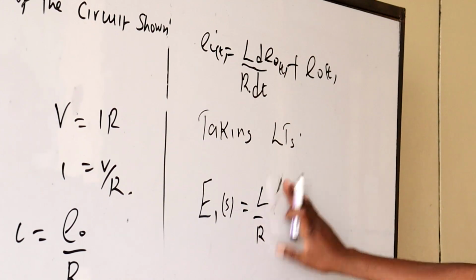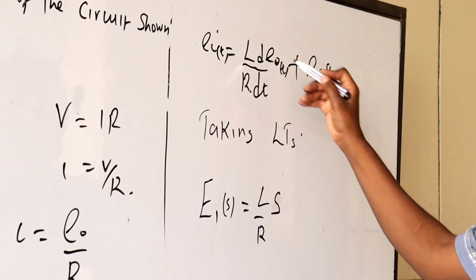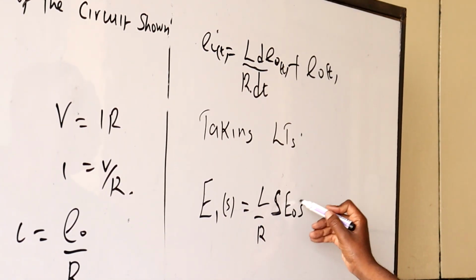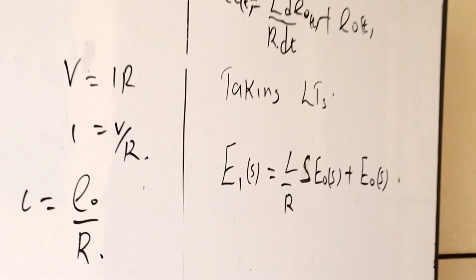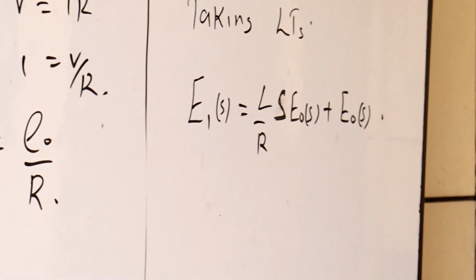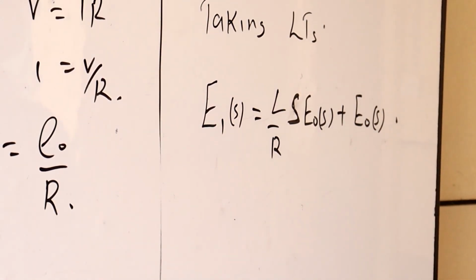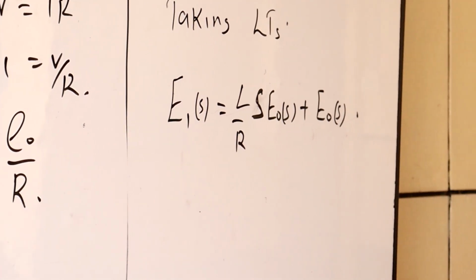Now d/dt becomes S. So we have S, d/dt becomes S E out of S plus E out of S. Then from there, now we've taken the Laplace transform. Now we can rearrange this in order to make E out over EI the subject.